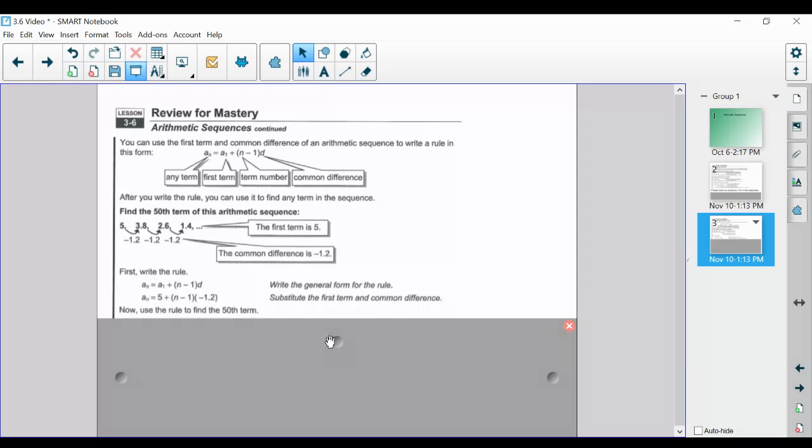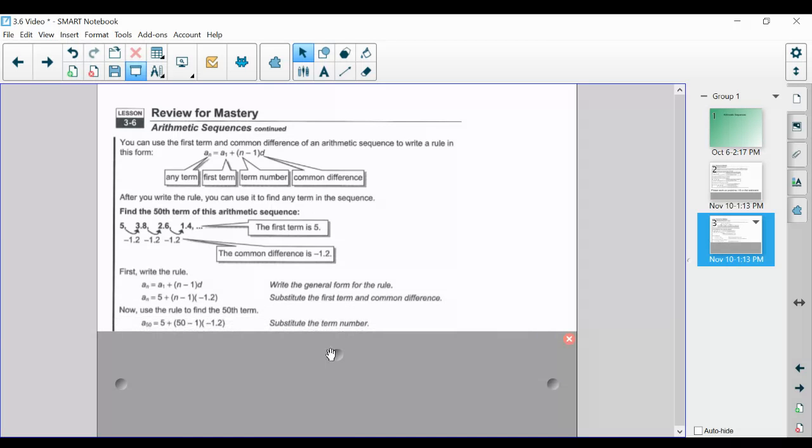We now know we were trying to find the 50th term, so we're going to replace n with 50. And notice how we replaced it twice. The first was a sub n, it's now a sub 50. So we're trying to find the 50th term. So that visually tells us, hey, the 50th term is going to be equal to all of this. Now we also replace n with 50, and we simplify.